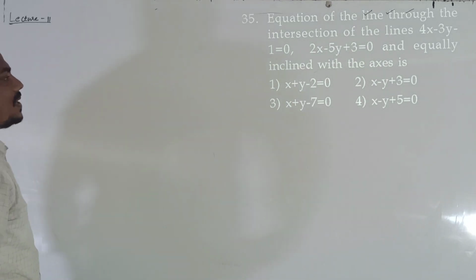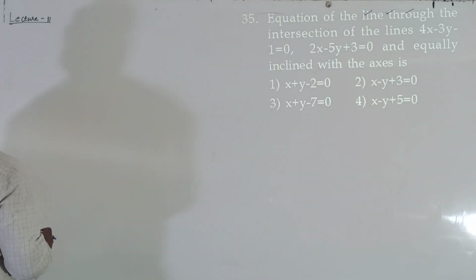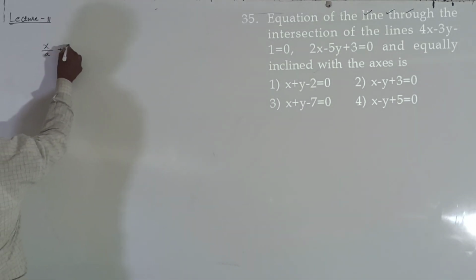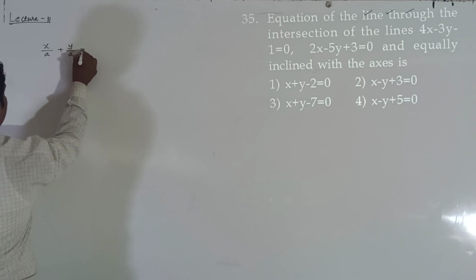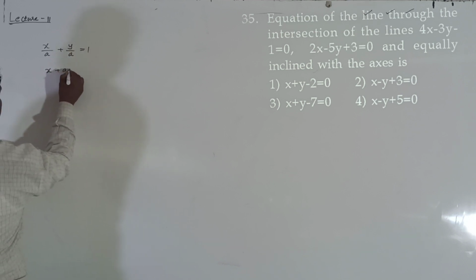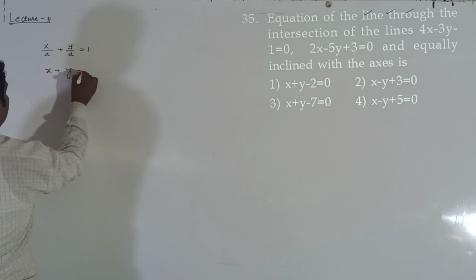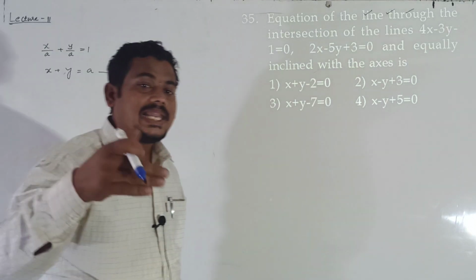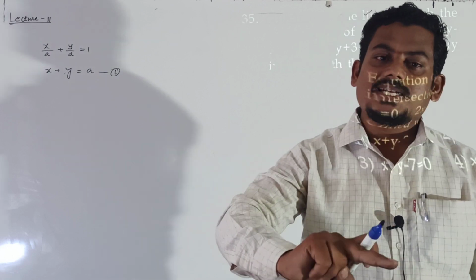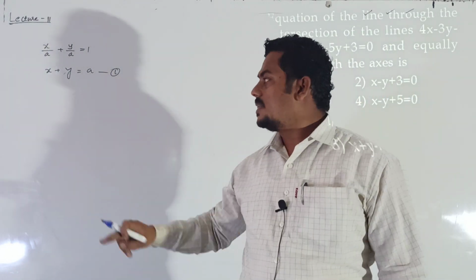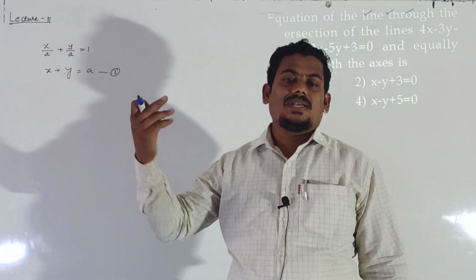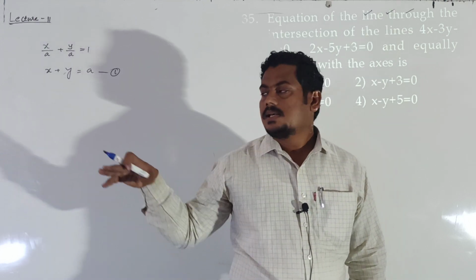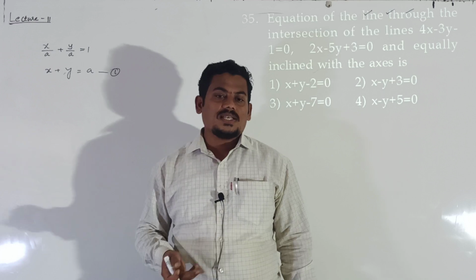Our required line passing through the intersection of these two lines makes equal intercepts, which means our required line is x by a plus y by a is equal to 1, that is x plus y is equal to a. Take this as equation number 1. Why? Because equally inclined means x intercept is same as y intercept, so x by a plus y by a is equal to 1. After taking LCM, it will be x plus y is equal to a.